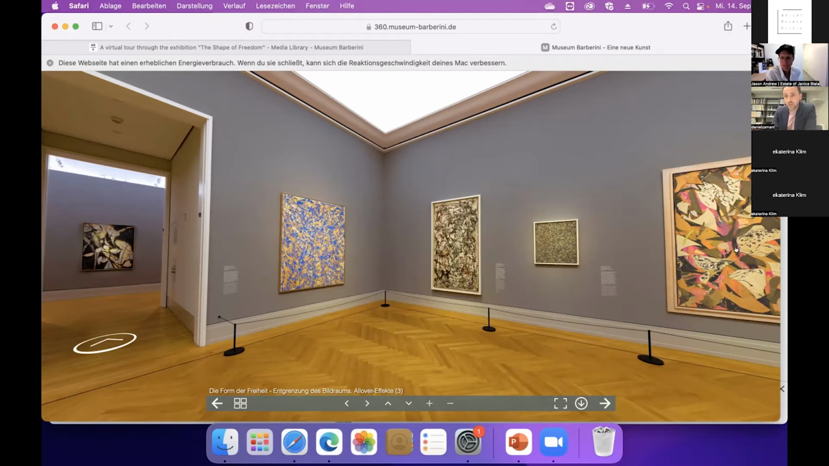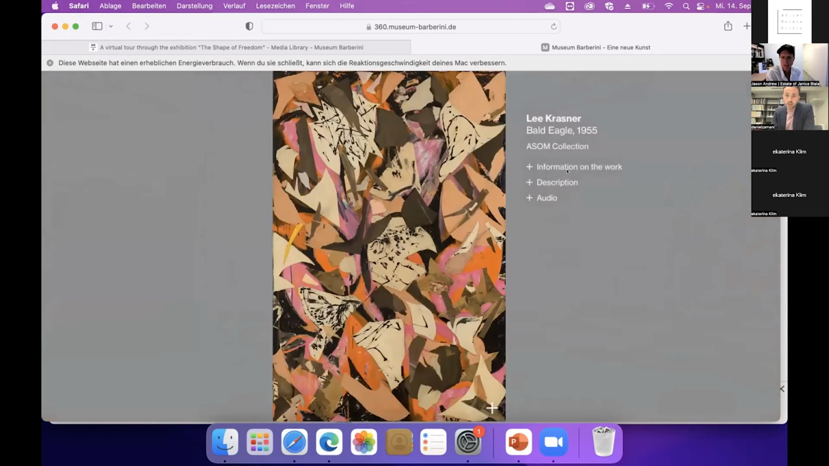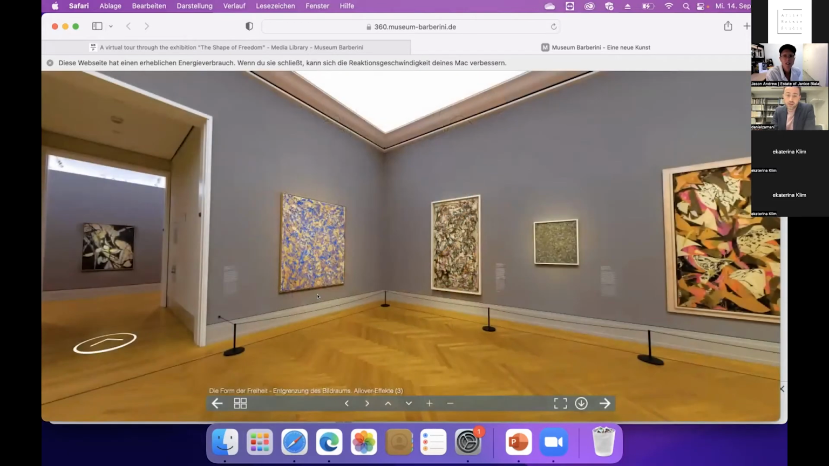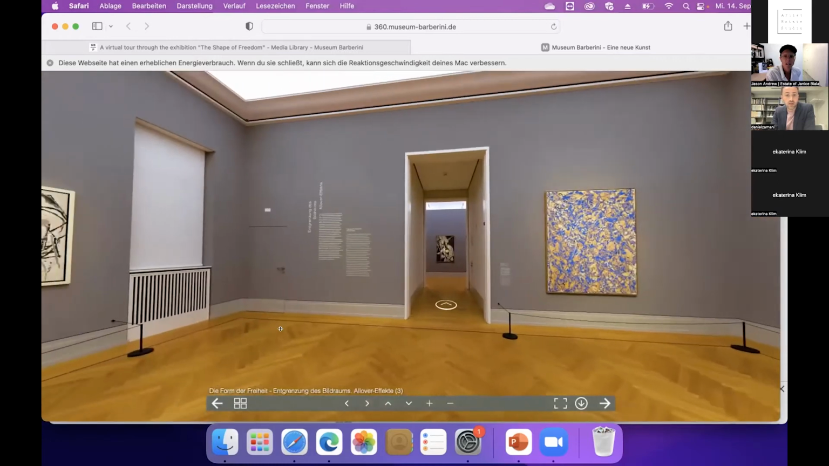And we have here, I think, as a really key loan, that beautiful Bald Eagle of 1955, which also belongs to the ASOM collection. And we can actually see that Krasner includes in this collage work some of the drip paintings made by Jackson Pollock. So a nice way of getting into that dialogue.